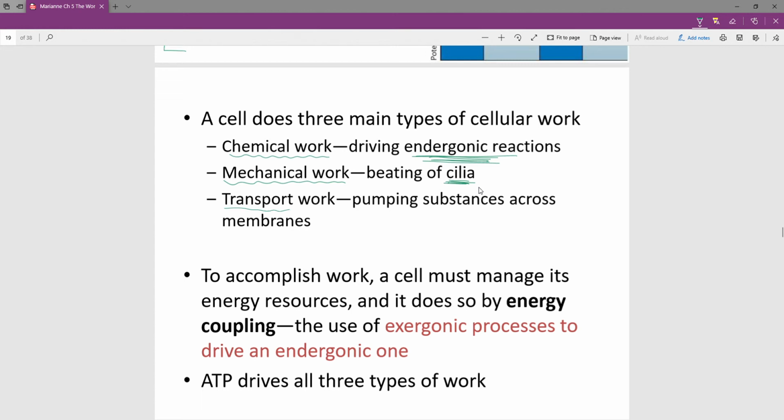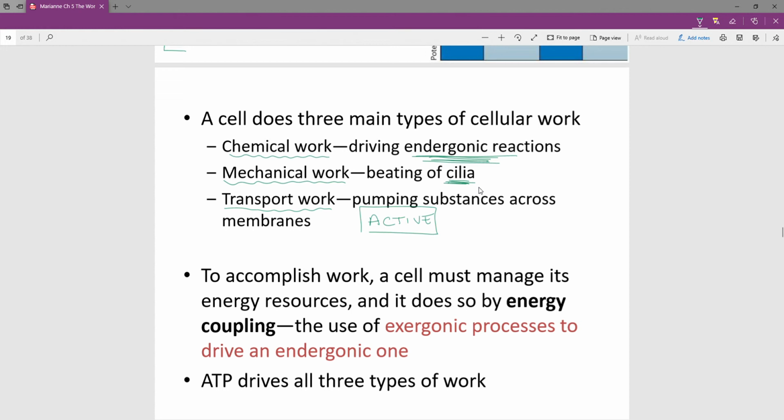Transport work we've talked a lot about, so any active transport. So it could be a sodium potassium pump, it could be endocytosis or exocytosis. Those would all be active transport on a cellular level.